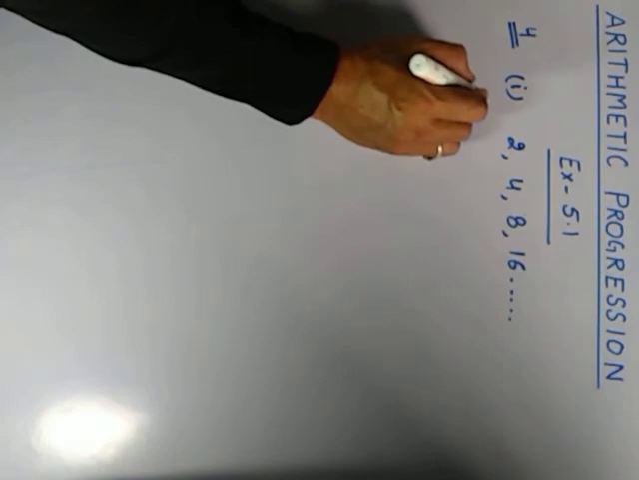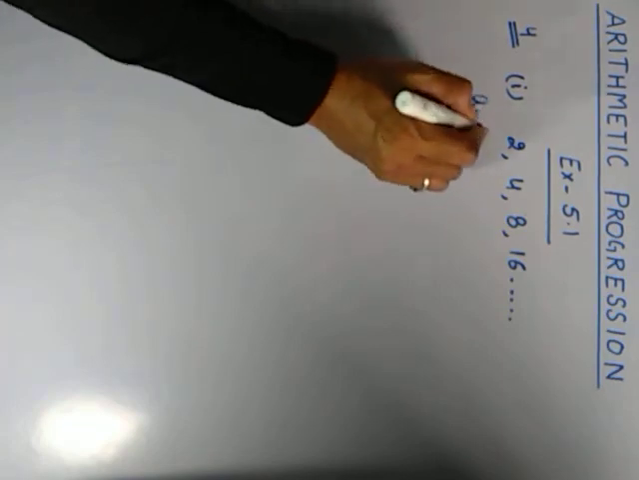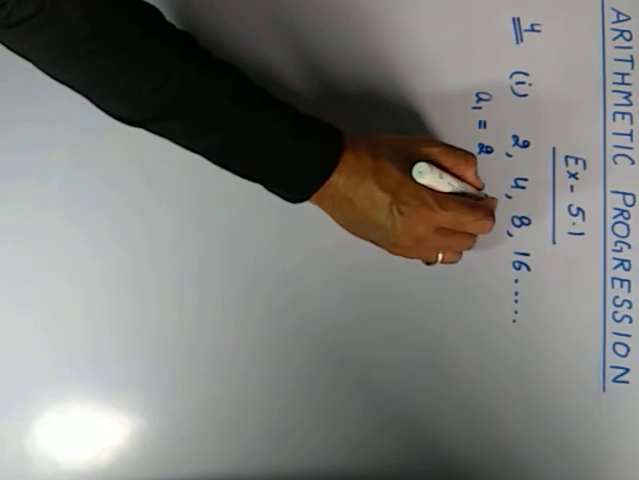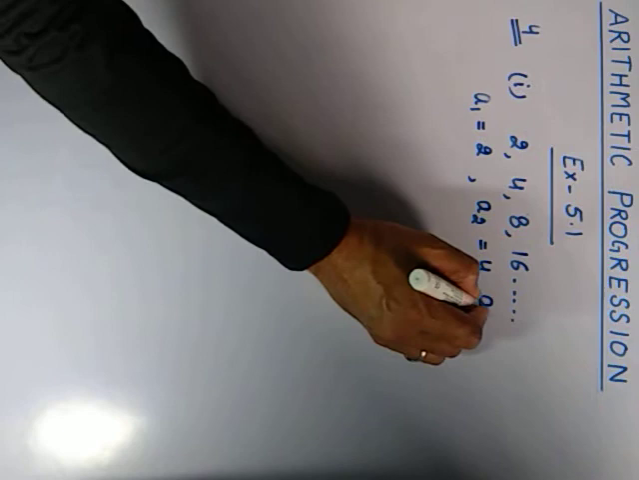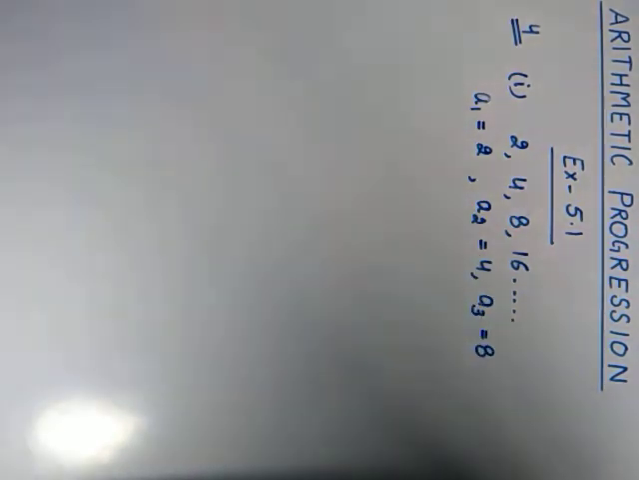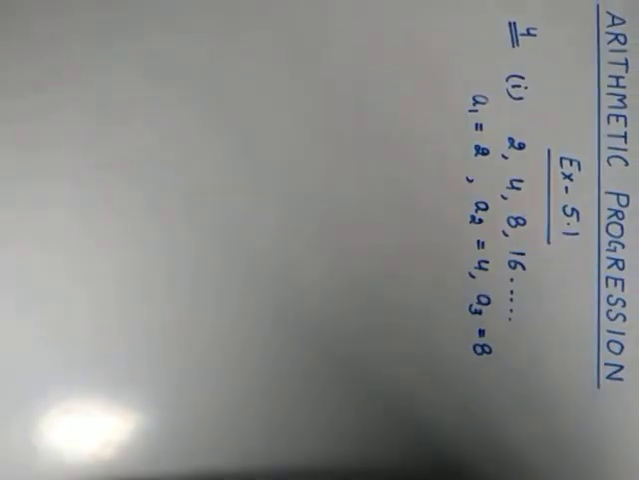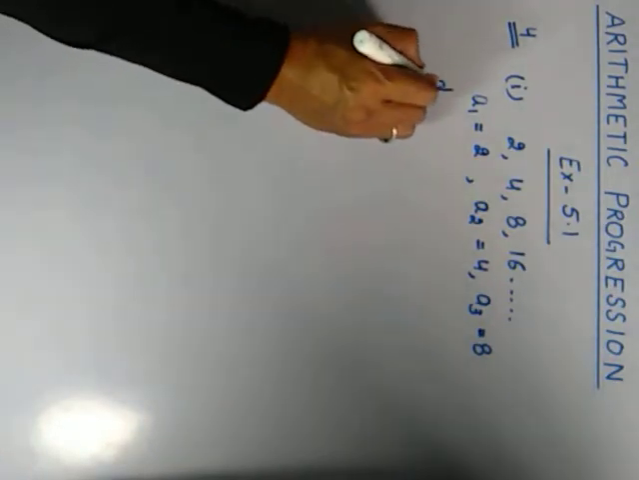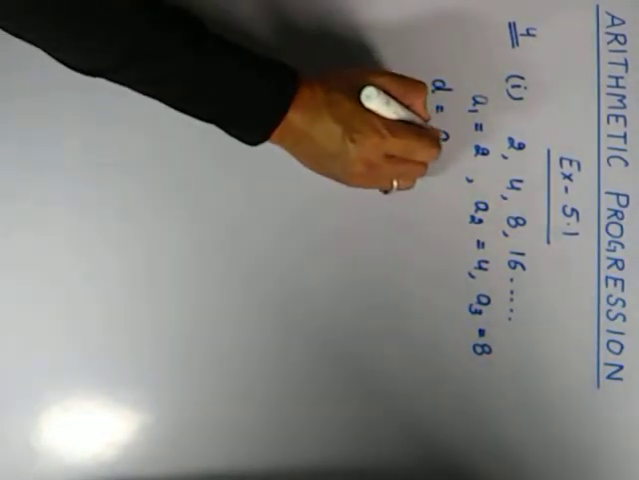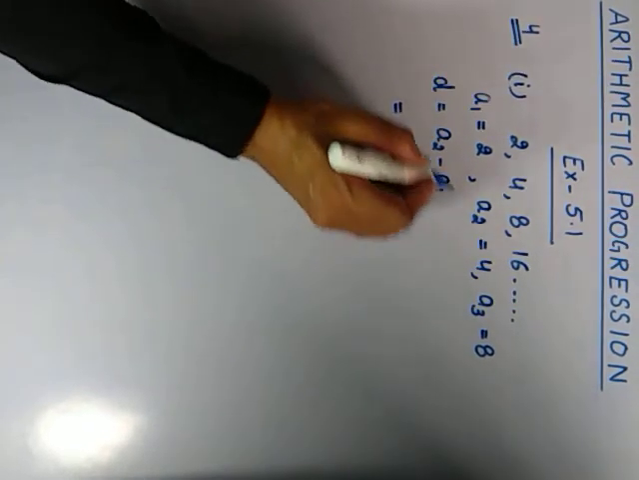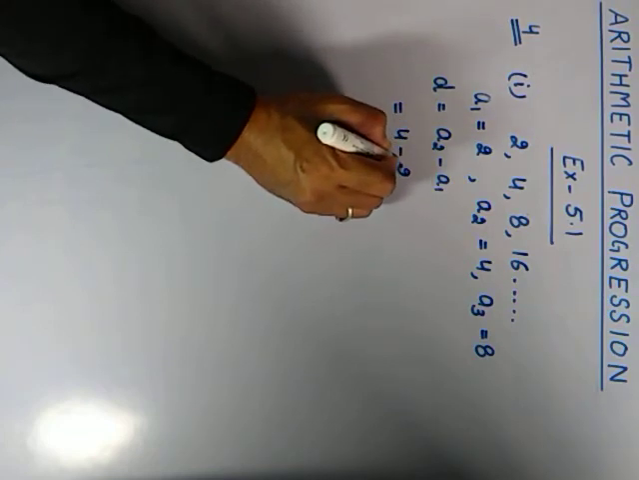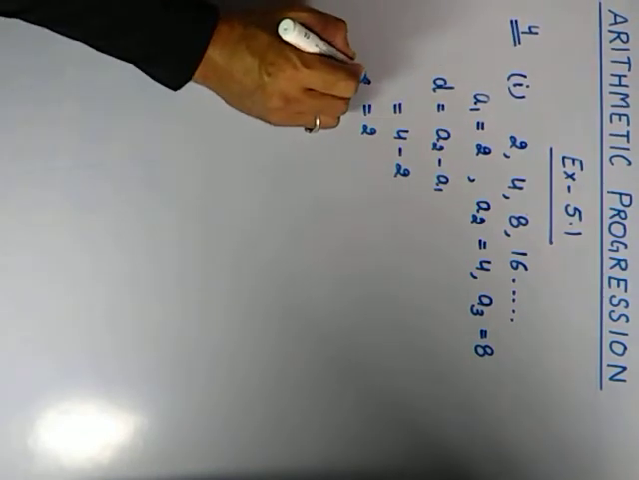So here A1 or A is 2, second term that is A2 is 4 and third term A3 is 8. Fourth term A4 is 16. First we have to check whether this is an AP or not. So common difference D, A2 minus A1, which is equal to 4, second term minus first term. So common difference is 2.